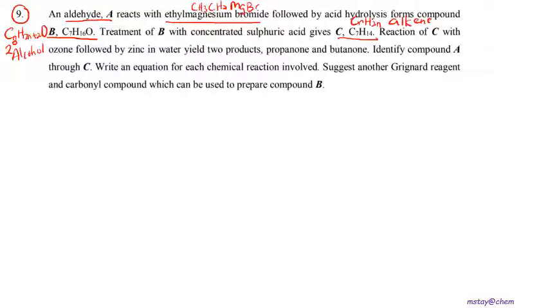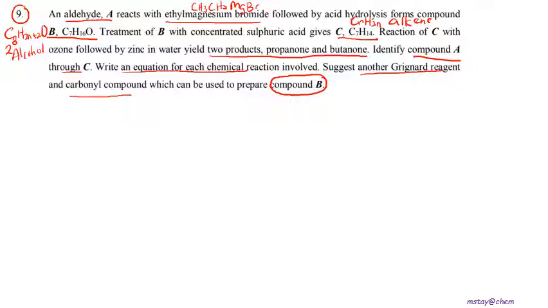So reaction of C with ozone followed by zinc in water yields two products, propanal and butanal. Identify the compounds A through C, and then write the equation for each chemical reaction involved. Suggest another greener reagent and carbonyl compound which will also produce B.